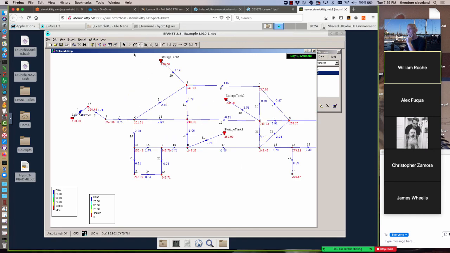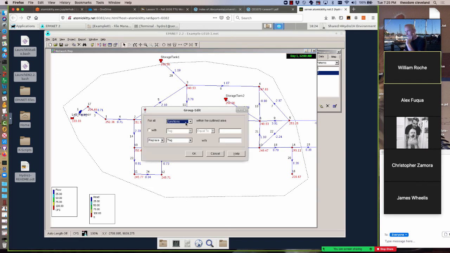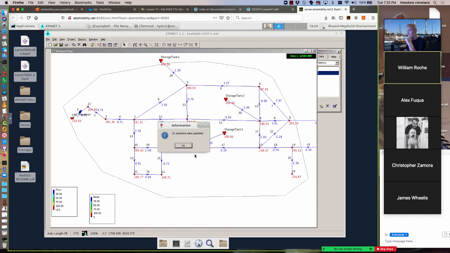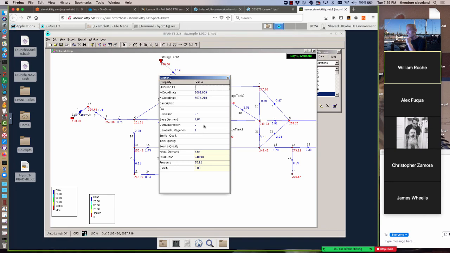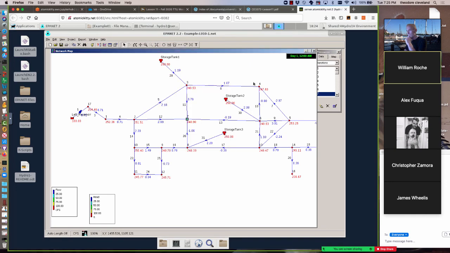I'll just do it a little bit at a time. We're going to use the group hug command, and so what I'm doing is I'm drawing a polygon around all the nodes that I can capture. And then I'm going to use edit group hug, and I want to edit the demand pattern with a 2. So now these have demand pattern 2.